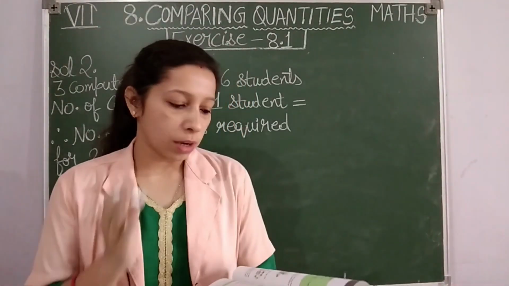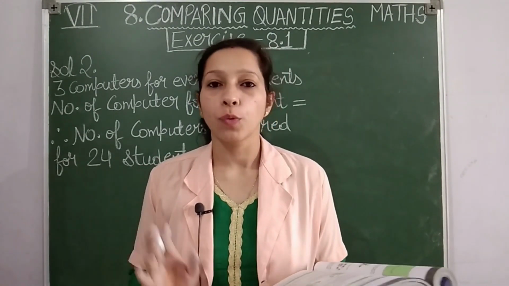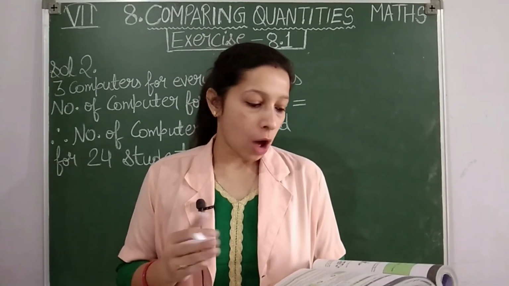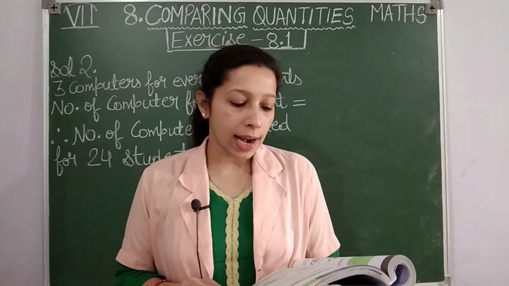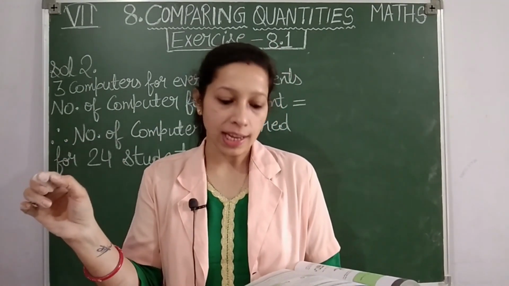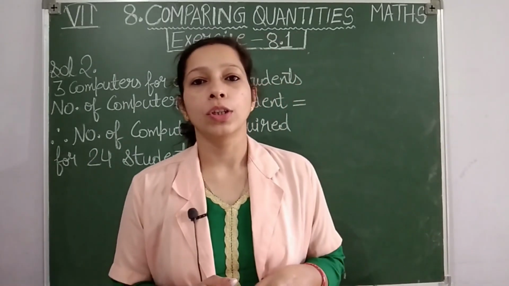So students, question number 2 in your textbook. In a computer lab, there are 3 computers for every 6 students. How many computers will be needed for 24 students? Underline, there are 3 computers for every 6 students. This line, students. See, what is given in the question?